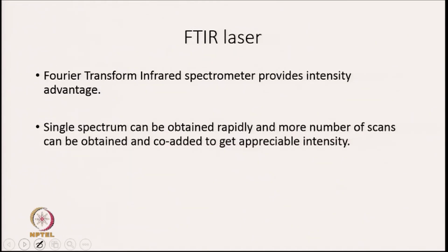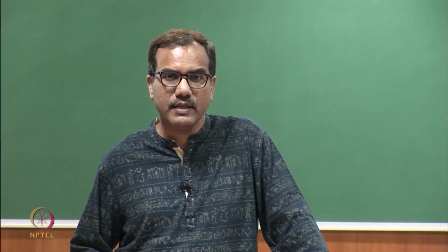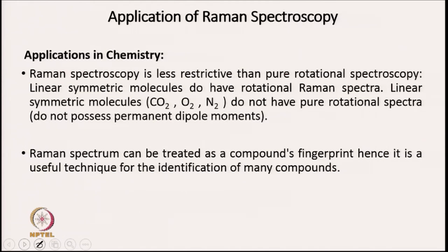To avoid this problem, people started using FT Raman with a laser. FTIR is generally used as a low sensitivity technique, and here again it can provide an intensity advantage. A single spectrum can be obtained rapidly, and you can take a larger number of scans and add them up to get appreciable intensity.